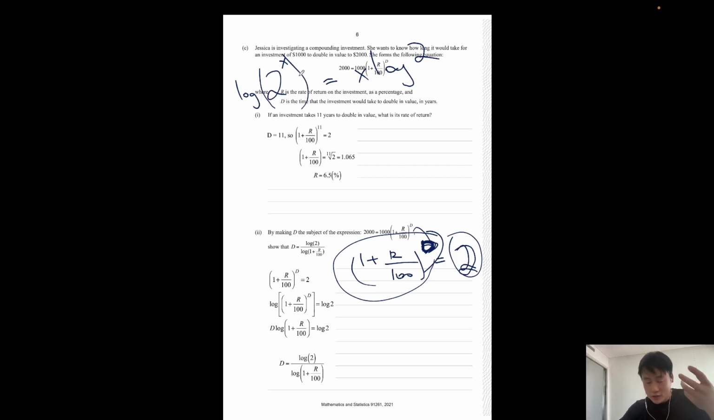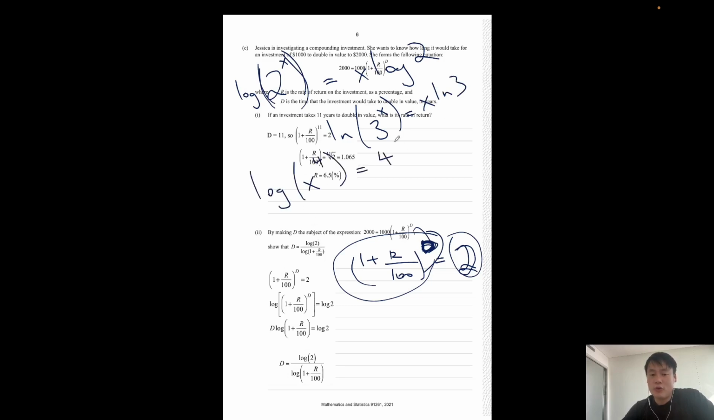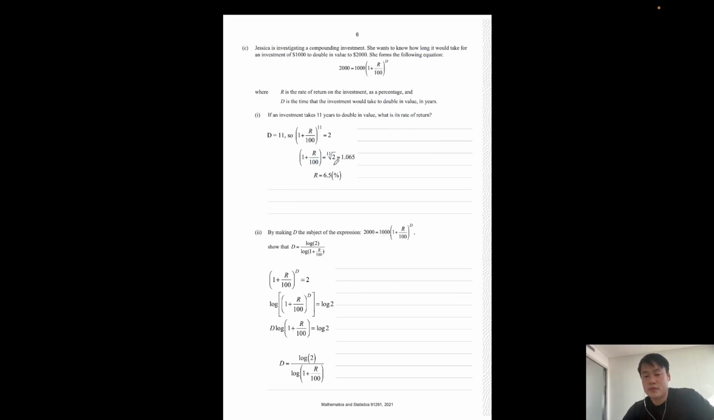Log of 2 to the power of x is the same thing as x multiplied by log 2. ln of 3 to the power of x equals x times ln 3. Log of x to the power of 4 equals 4 log x. Yeah? And then if you have, say, x to the power of 7, you do log of this is equal to 7 log x.